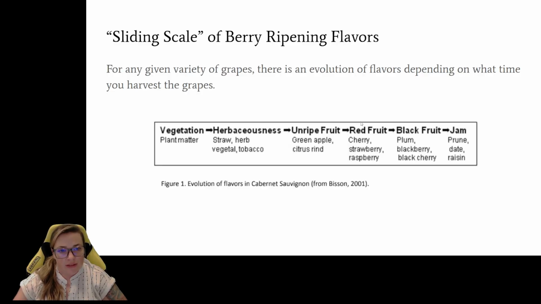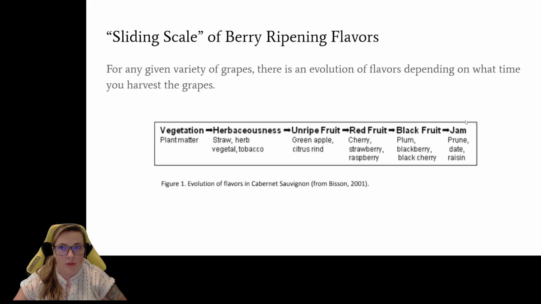If you let the fruit sit on the vine longer, say 27, 28 Brix, those flavors will evolve this way. So you'll get like black fruit, plum, blackberry, black cherry. These are all components of black fruit that you would get in the wine. Then say you leave the fruit on the vine even longer. Say somehow you're able to get it up to 32 Brix.